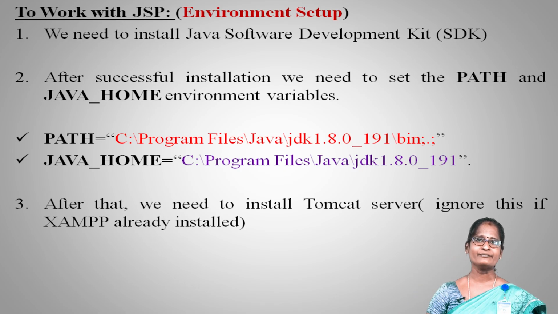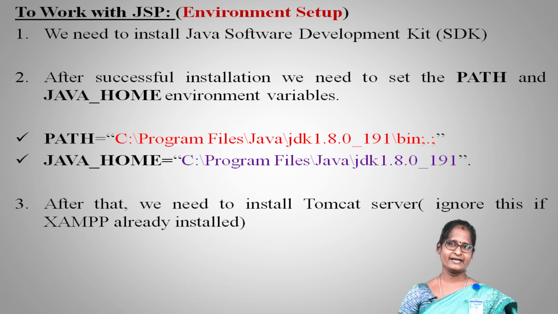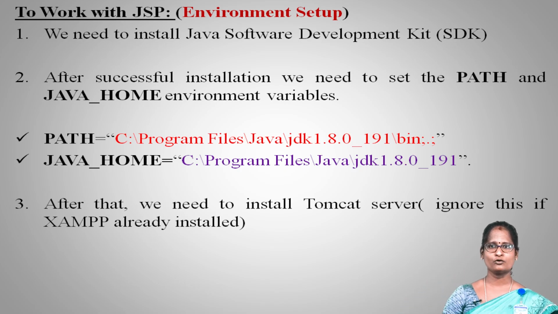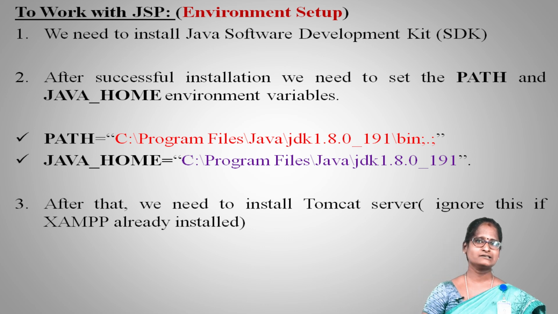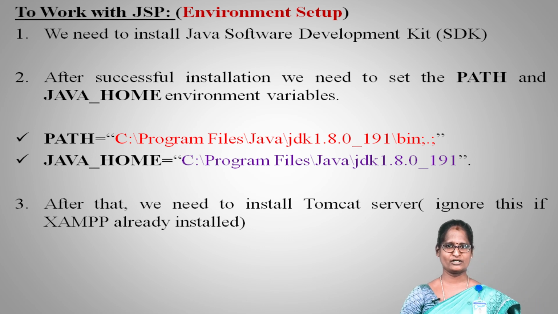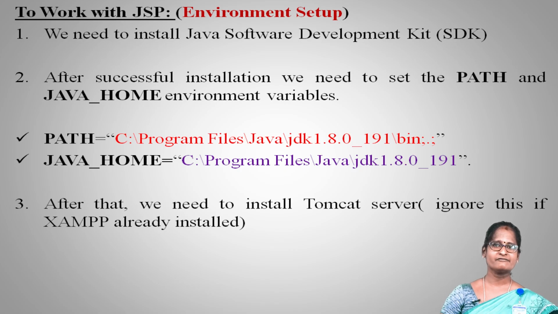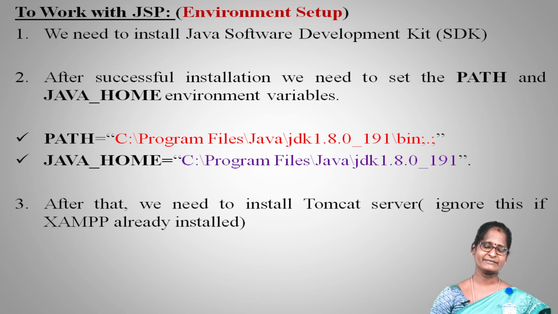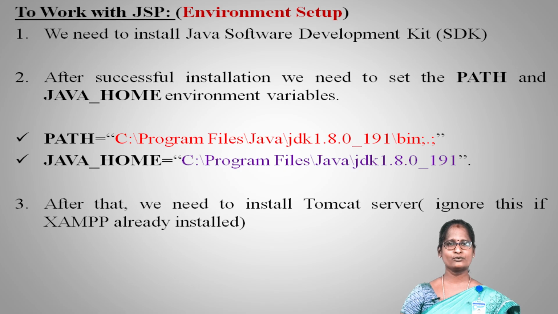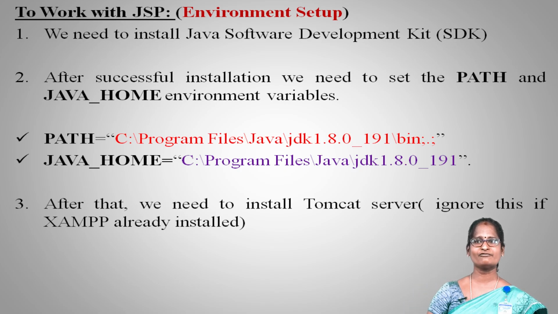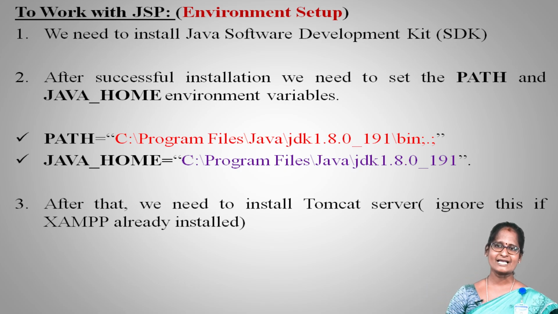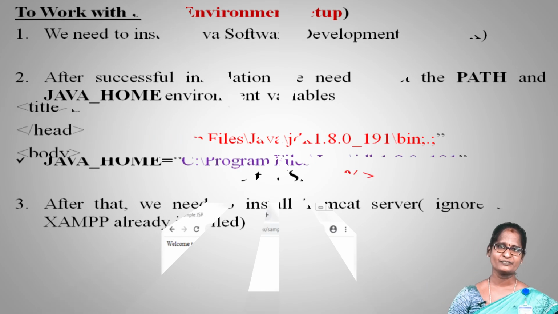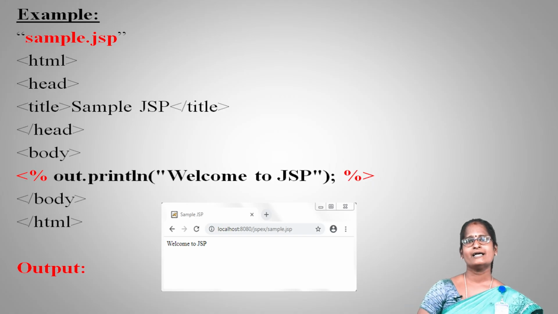A simple JSP program: open a text editor, that is Notepad or Notepad++. Write a JSP program and save it with .jsp extension in the following location: C:\tomcat\webapps\folder name\file name.jsp. Or if you are using Linux, var/lib/tomcat/webapps/folder name/file name.jsp. Then execute: open any browser and give the following as a URL, that is localhost:8080/folder name/file name.jsp.